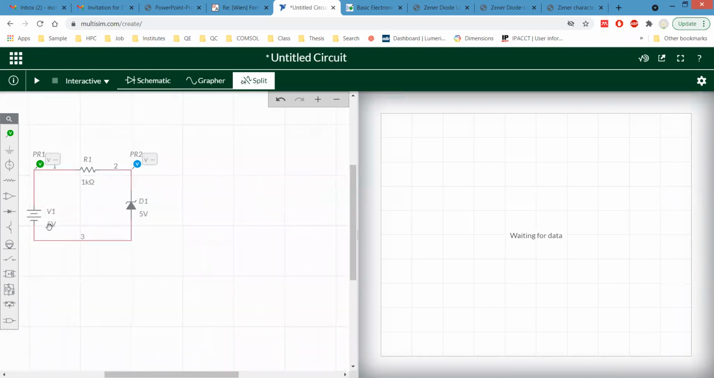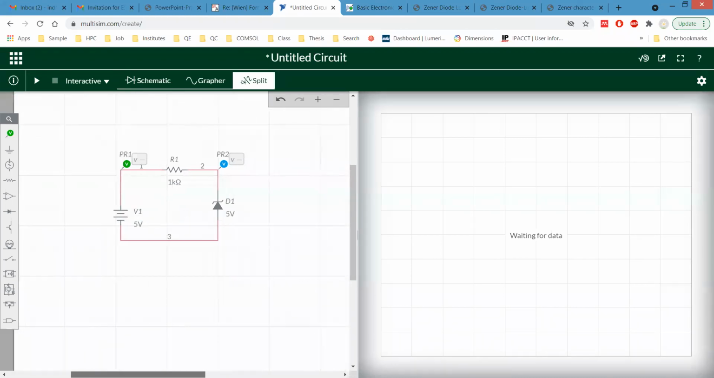So initially, could you please tell me which bias it is in? Our Zener is in which bias? Sir, it is in reverse bias. Okay. So should we go for forward bias first or reverse bias? As we have made the connection for reverse bias, we are going with the reverse one. Let's check the value at 500 millivolt. The resistance is, let's say, 100 ohms.